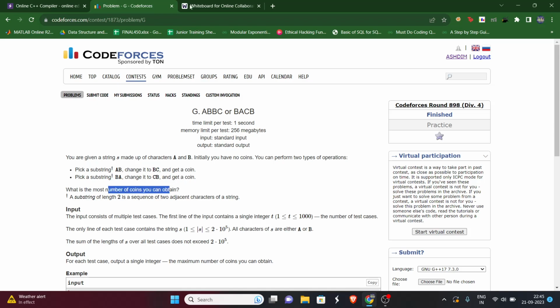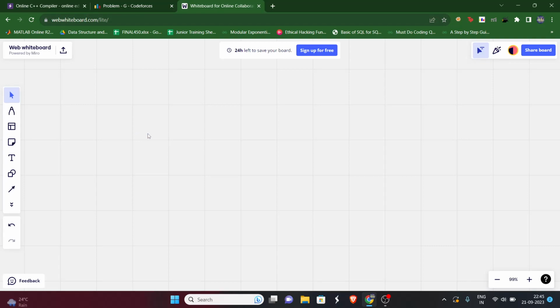So what the question is saying is that we'll be given some string S. We can pick a substring AB and replace it with BC. Similarly, we can pick a substring BA and replace it with CB.